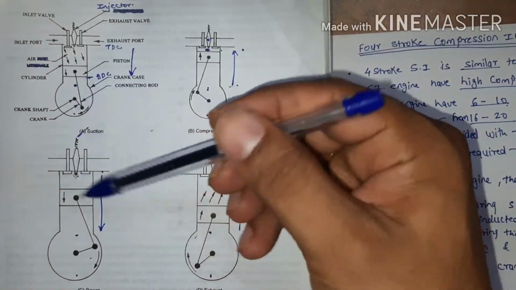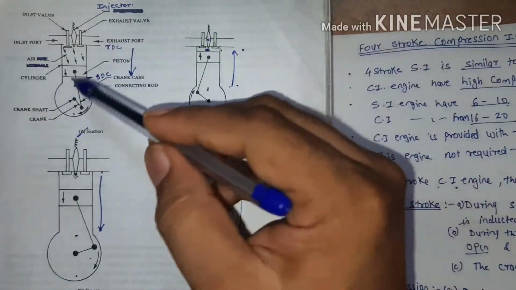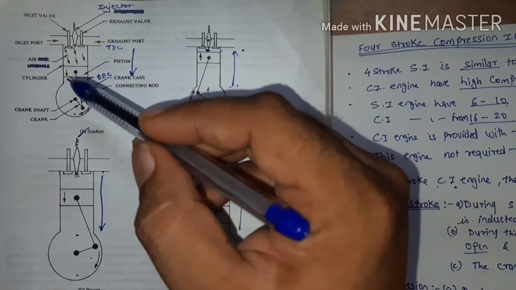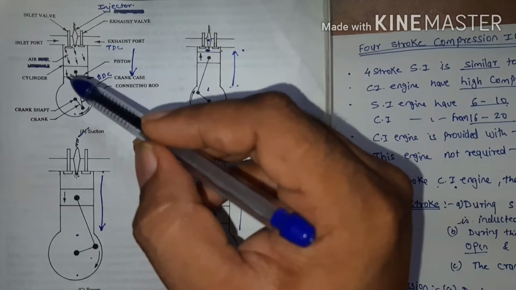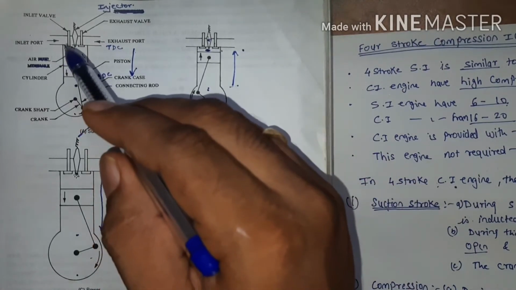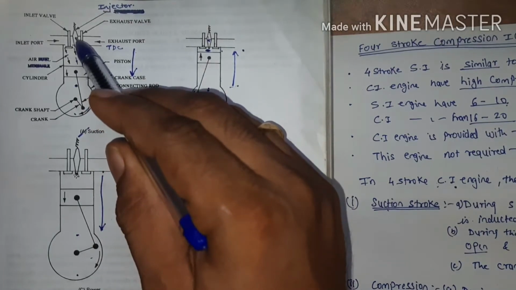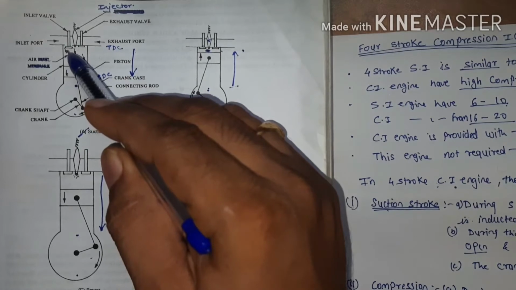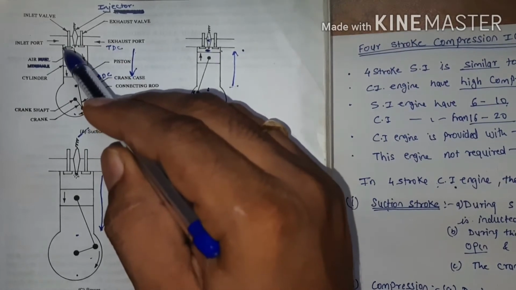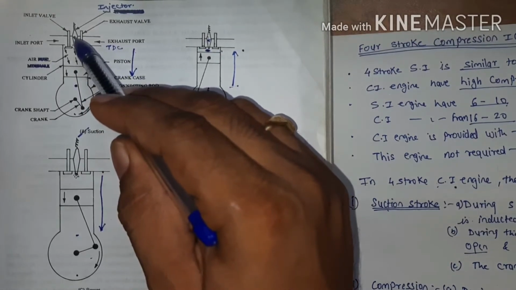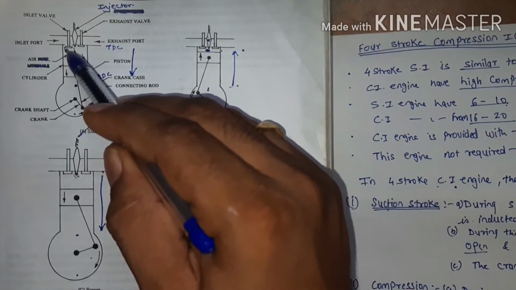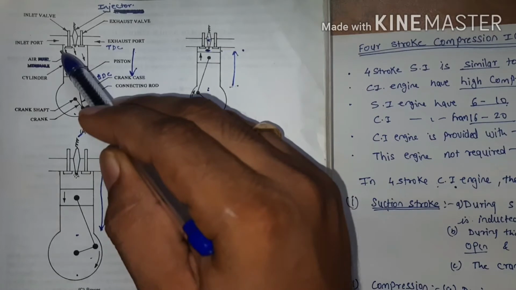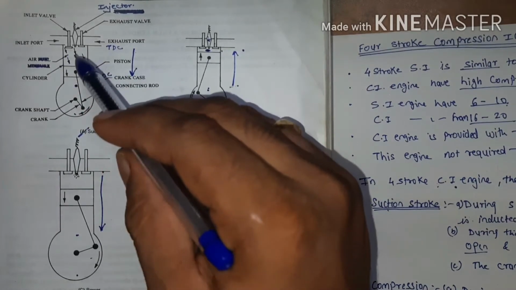As you can see, these are the 4 strokes of the C.I. engine. This one is the suction stroke. First of all, I will tell you the differences between S.I. and C.I. engine components. In the S.I. engine, there is a spark plug over here, and the second difference is that through the intake port during the suction stroke, an air-fuel mixture is inducted. But in the compression ignition engine, they use an injector for fuel injection, and only air is inducted through the inlet valve during the suction stroke. This is the major difference between S.I. and C.I. engines. And the third difference is the higher compression ratio of the compression ignition engine.